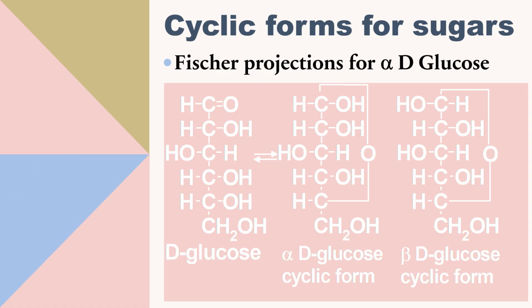Structure of glucose. There are different cyclic forms for sugars and Fischer projection for alpha D glucose. We can see the picture over here. This is D glucose and alpha D glucose. This is the cyclic form and beta D glucose cyclic form.